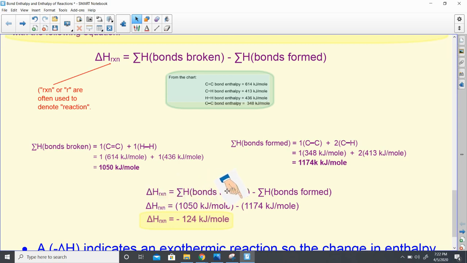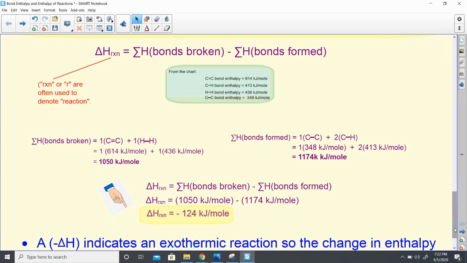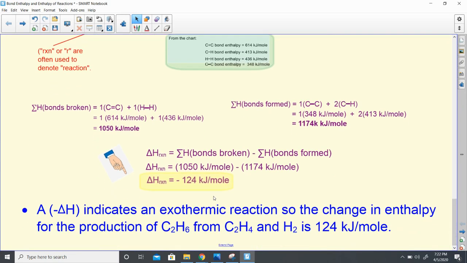The amount that is going to be produced is 1,174. So if we do the simple mathematics, we find out that the change in enthalpy for the reaction is equal to negative 124 kilojoules of energy. So a negative delta H, as we talked about previously, indicates an exothermic reaction. So the change in enthalpy for the production of C2H6 from C2H4 and H2 is negative 124 kilojoules per mole.